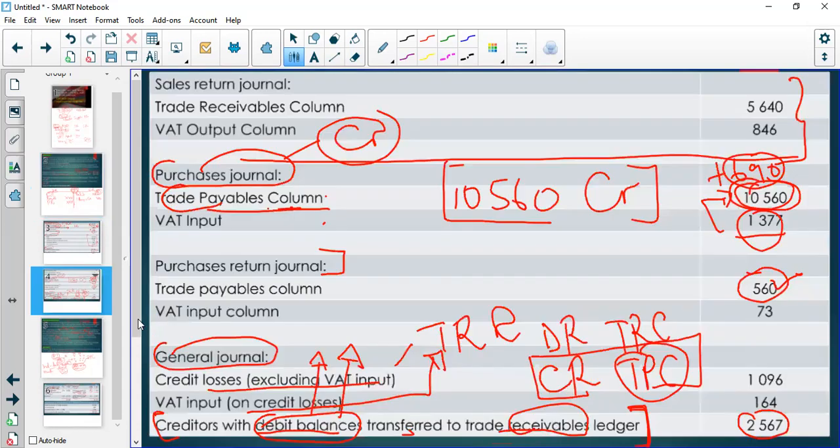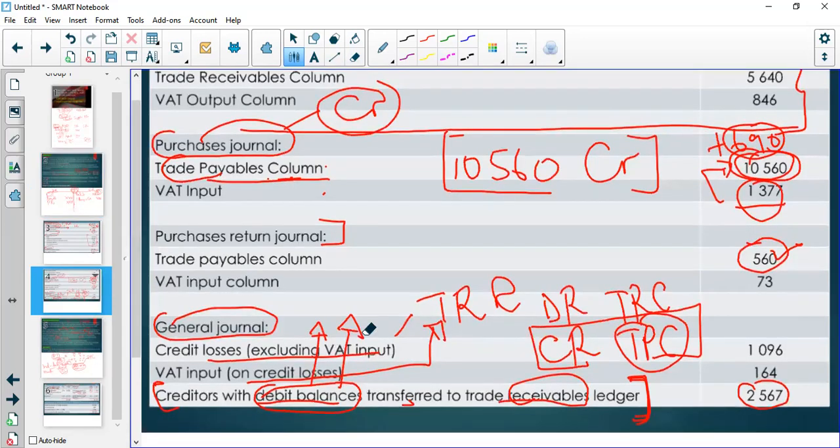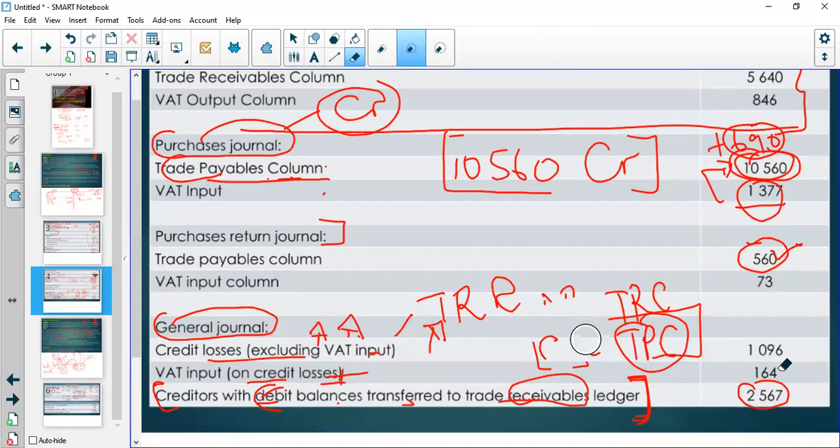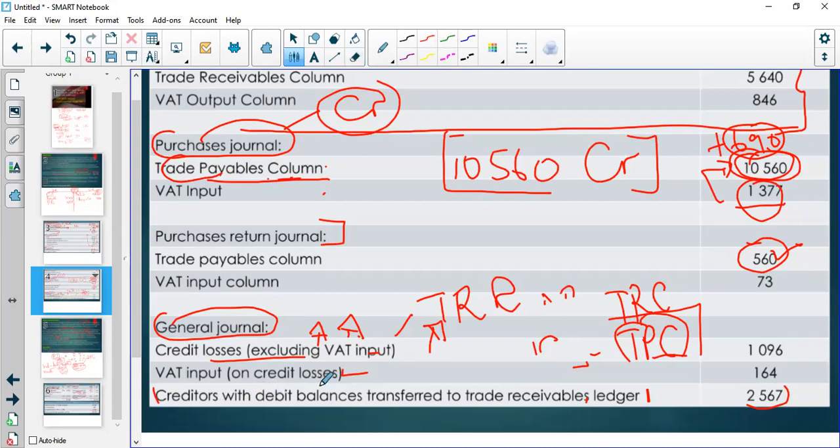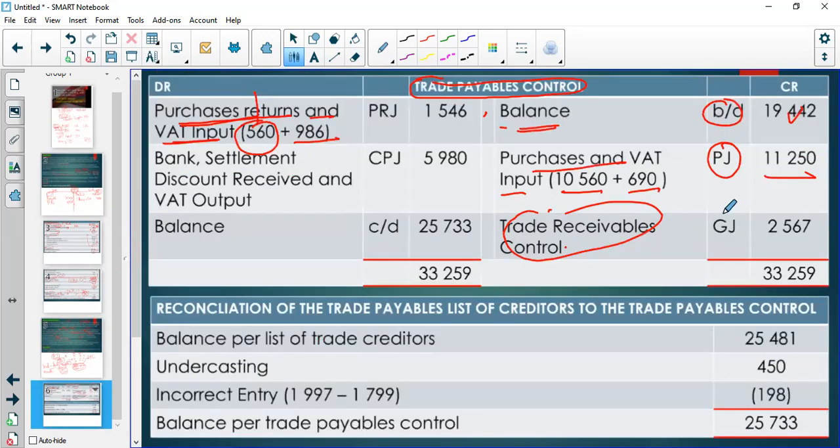They're here, where it says that we also had some creditors with the debit balances transferred. So we're always going to credit the trade payables, and the description is trade receivables control. The correct journal is the general journal, right?